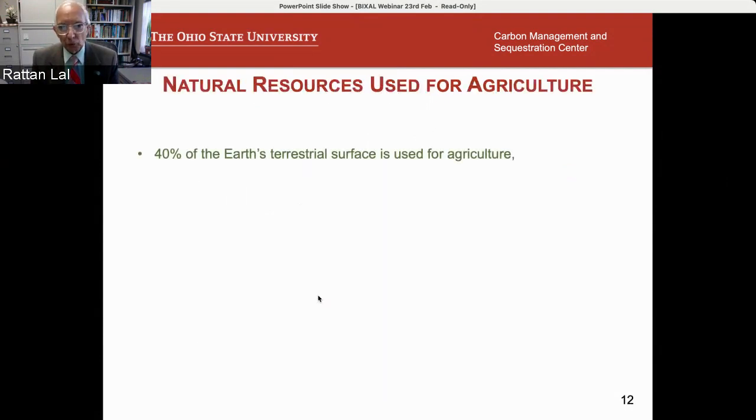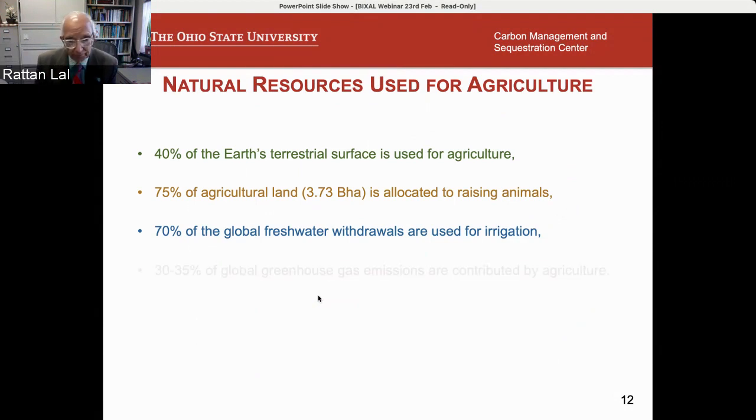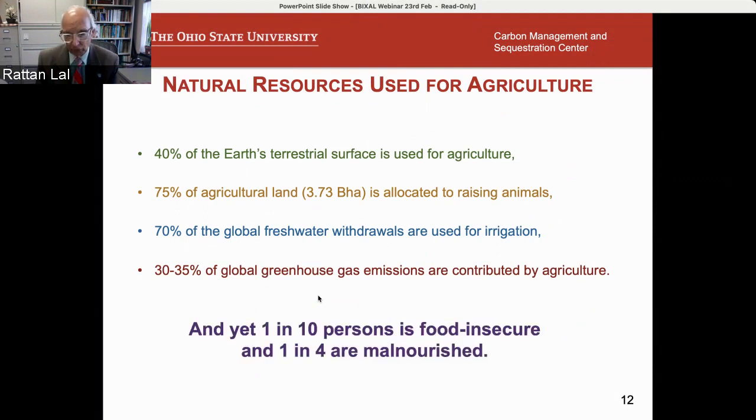So if you look at the natural resources used for agriculture, 40% of our terrestrial surface is used for raising plants and animals. 75% of agricultural land, estimated about 3.75 billion hectare, is allocated to raising animals. Another 1.5 billion hectare to raising crops, total 5 billion hectare. 70% of global freshwater withdrawal is used for irrigation. 30 to 35% of all greenhouse gas emissions come from the world food systems, all aspects of agriculture, plus food processing, packaging, transport, management, everything in the food supply chain. 30 to 35%.